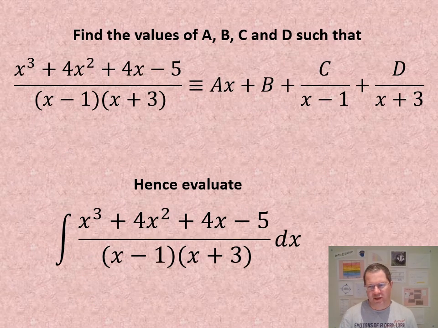So now for our second example, in which we have an improper fraction. To start off with, we've been asked to find the values of a, b, c and d, such that x cubed plus 4x squared plus 4x minus 5 over x minus 1 times x plus 3 is the same as ax plus b plus c over x minus 1 plus d over x plus 3. And once we've worked out those values, hence evaluate the integral of that expression.